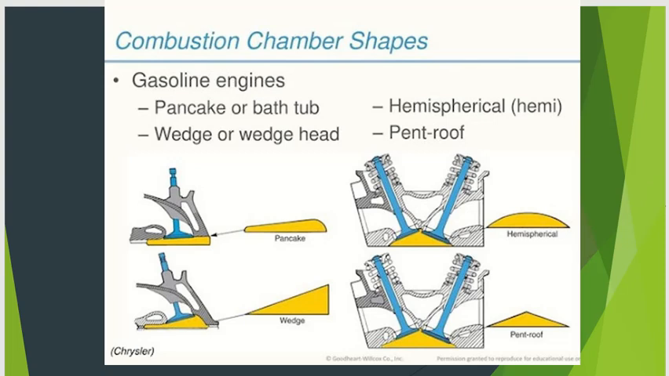Now, this is the diagram just so that you can see the combustion chamber that we're talking about. Hemispherical, pent roof, wedged. I think there's an extra one there, which is pancake.